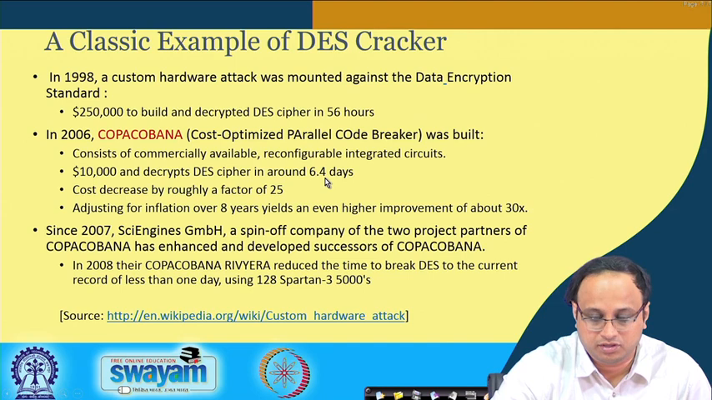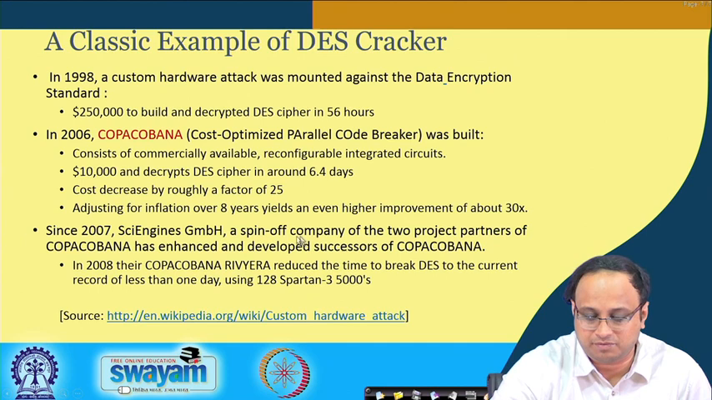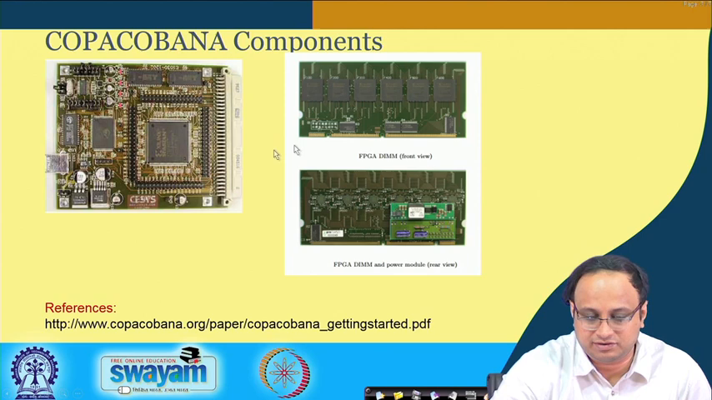Okay. So the cost decreased by roughly a factor of 25. If you adjust for inflation over 8 years, you can see the improvement is probably around 30x. Now since 2007, there have been several efforts. For example, this is a spin-off company which tries to develop successors of COPACOBANA, and one of the successors is called RIVYERA, okay, and it reduces the time to break DES to the current record of less than 1 day using 128 Spartan-3 FPGAs. Okay. So this is an interesting example, and this is a Wikipedia link where you can go and see how FPGAs can be used to develop custom attack hardware. Here is a photograph of how the COPACOBANA looks, okay, and you can see it is made up of nice structures built around FPGAs.